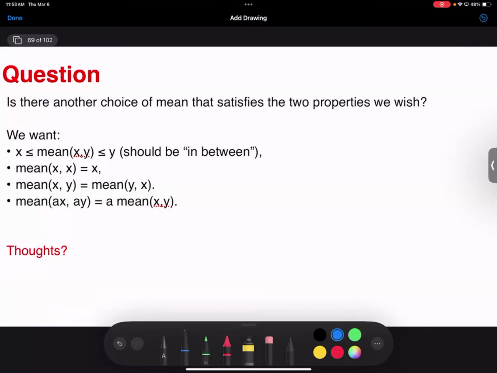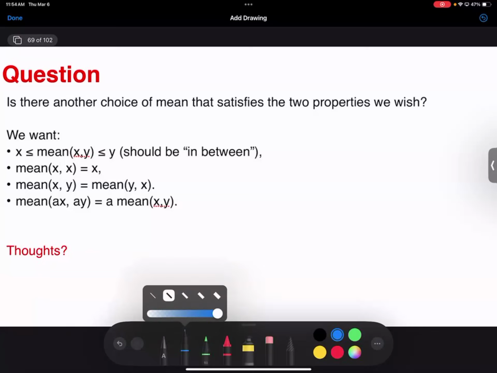So is it possible to find another function that has these properties? And if you've seen it before, then that's fine. Any thoughts? So has anybody seen any other means? Okay, what's the mean you've seen? Geometric. I'm not sure how it's calculated. Anybody remember how you calculate the geometric mean? Something. Square root of something.